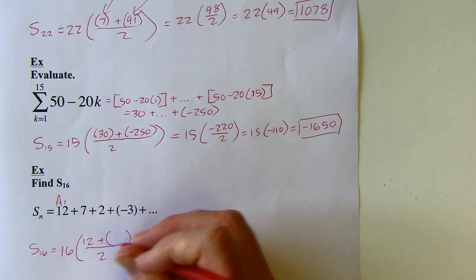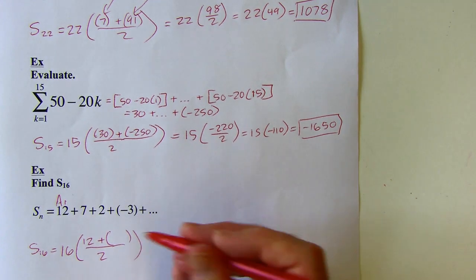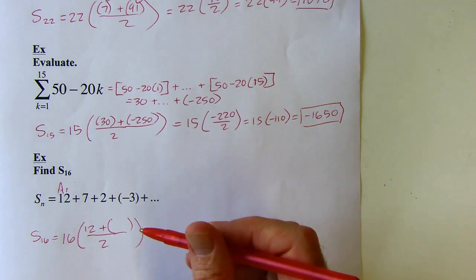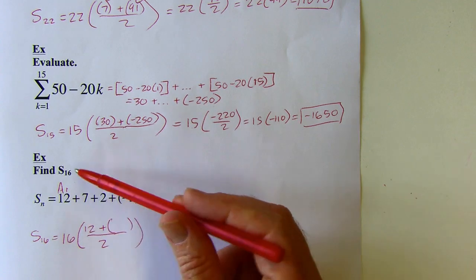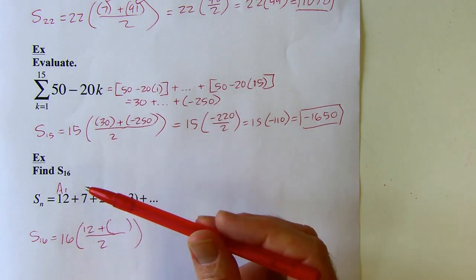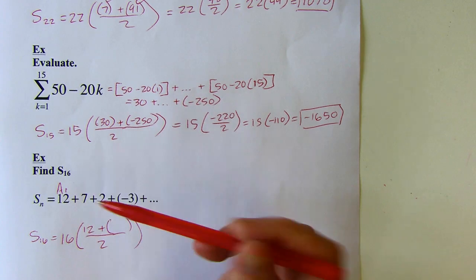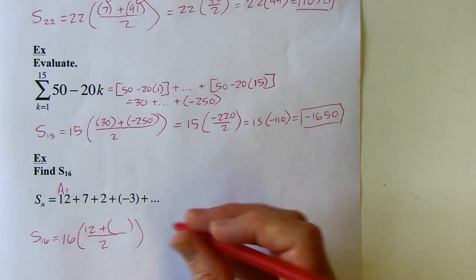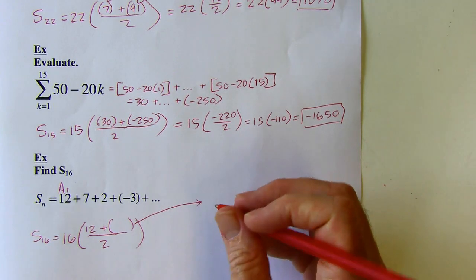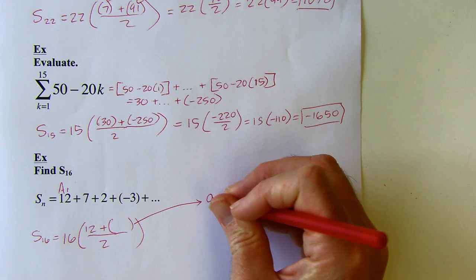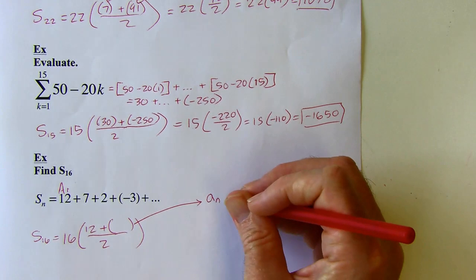So I've got two different options. One would be to build out the whole sequence, all 16 terms, which actually wouldn't take me too long here. But it wouldn't make sense if we've got a really large sequence, like the sum of the first 300. I wouldn't want to do that. So here's how we can also handle this. We can find a specific term, because I know this is an arithmetic series, right?